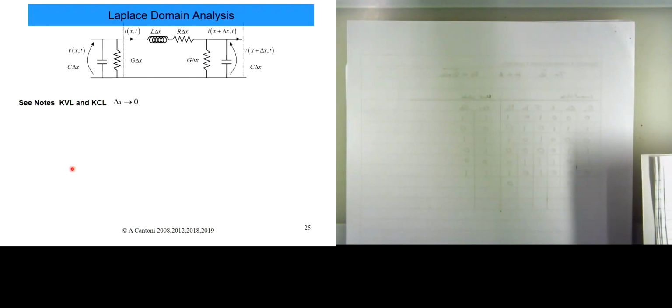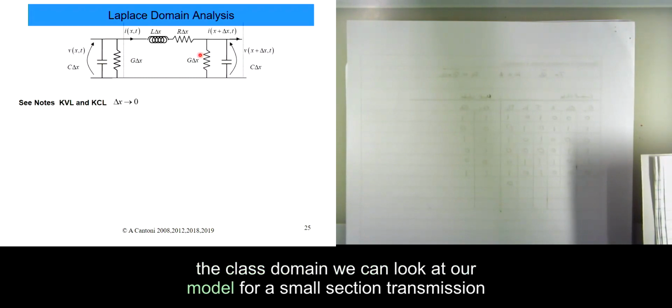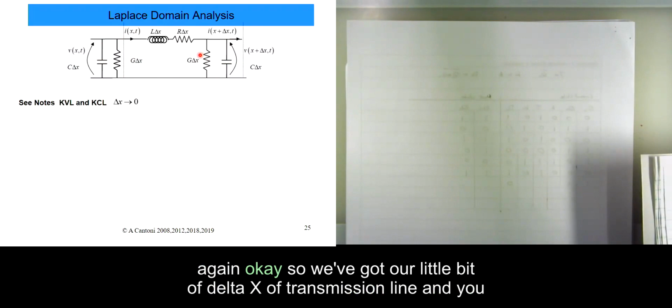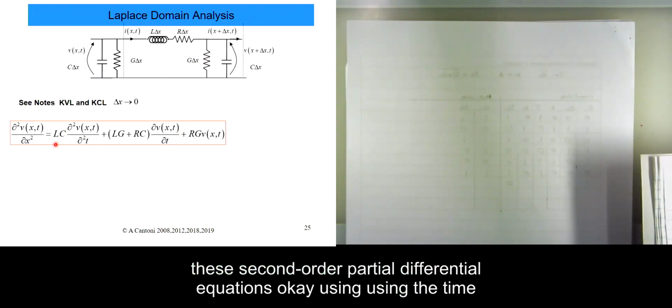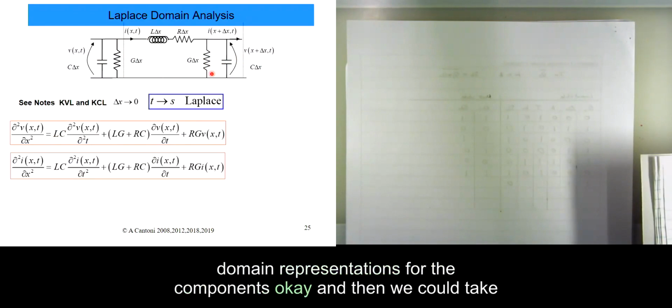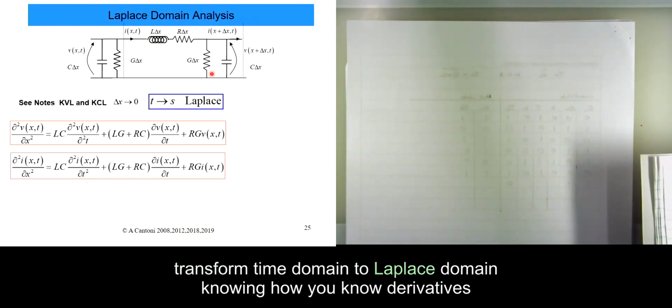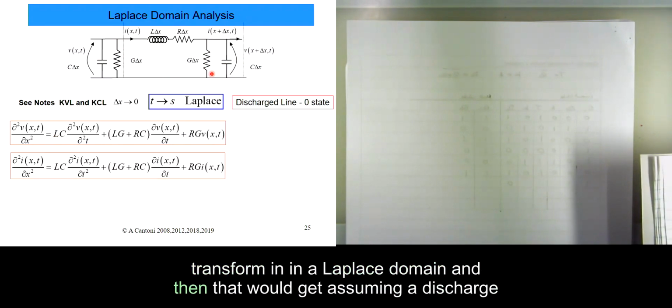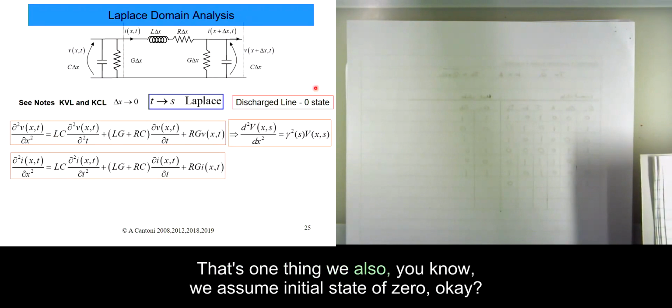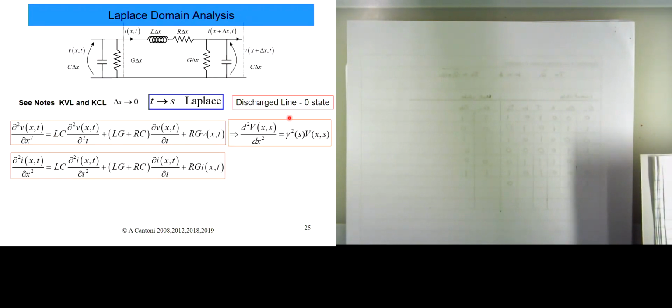So in the Laplace domain, we can look at our model for a small section of transmission line again. We've got our little bit, delta x, of transmission line, and we can write down, using KVL and KCL, these second order partial differential equations, using the time domain representations for the components. And then we can transform from the time domain to the Laplace domain, knowing how derivatives transform. We also assume an initial state of 0.